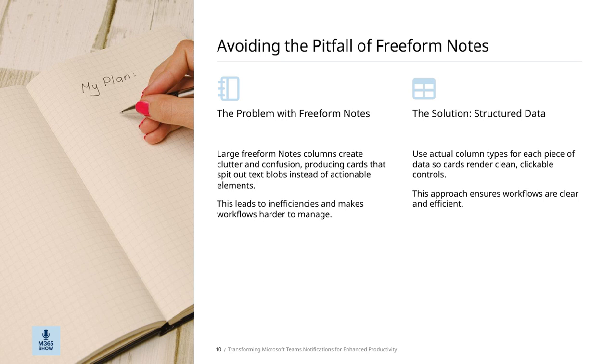When we use actual column types for each piece of data, we ensure that our cards render with clean, clickable controls. This makes our workflows much clearer and more efficient because users can interact with the data directly. The problem with large freeform notes columns is that they tend to create clutter and confusion. Instead of producing actionable elements, these notes often turn into text blobs that are hard to interpret and manage. This leads to inefficiencies and makes it more difficult to keep our workflows streamlined and under control.